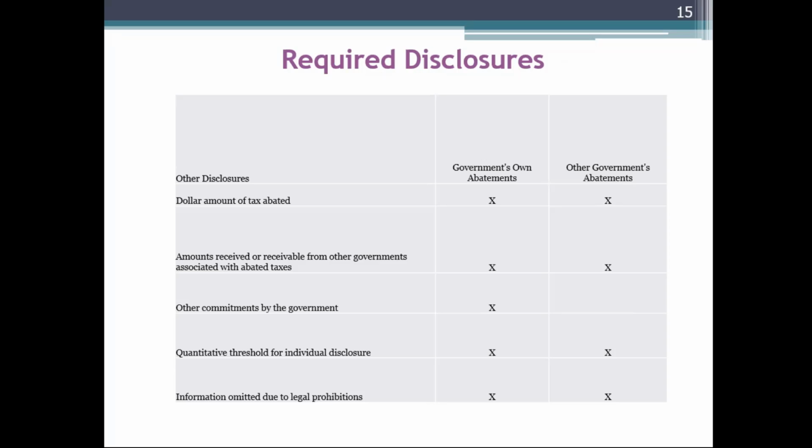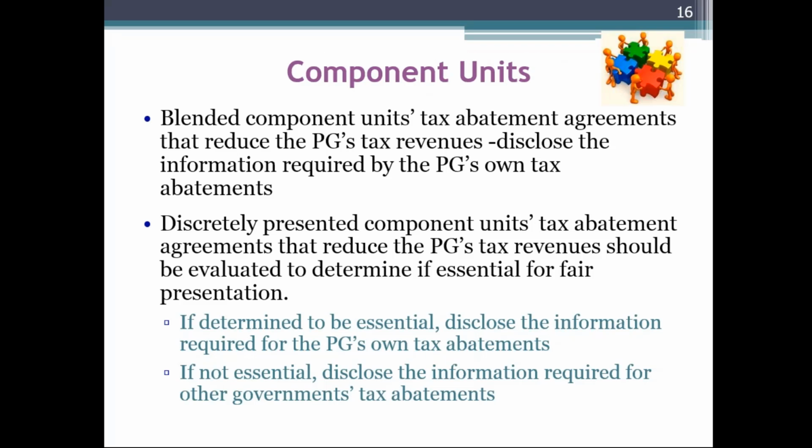And if you do individual disclosure for those, you have to say what the scope is, and also if there's any information you can't disclose because of confidentiality reasons, you have to do that as well. If you have component units, blended component units, tax abatement agreements that reduce the primary government's tax revenues, you do the disclosure in the same manner as the primary government would do its own tax abatements.